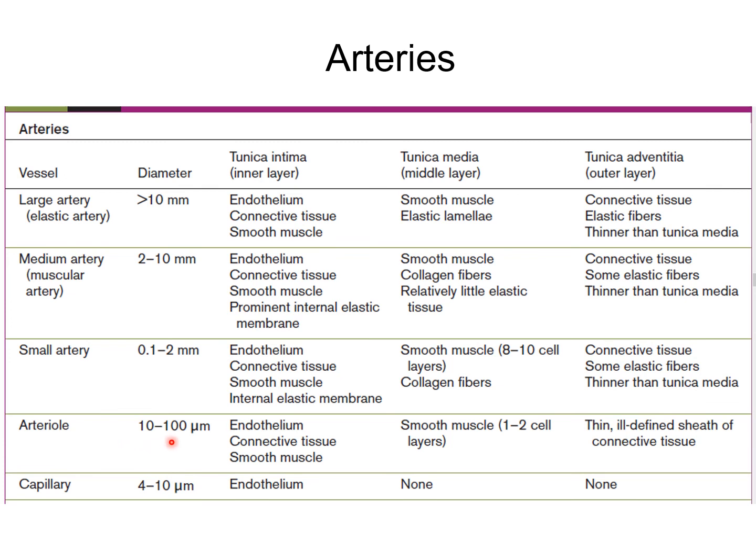Arteriole, 10 to 100 micrometer in diameter, has endothelium, connective tissue, and some amount of smooth muscle. The elastic lamina is absent, which is present in the small artery. See, in the arteriole, there are hardly one or two layers of smooth muscle, and the tunica adventitia is very ill-defined. There may or may not be some connective tissue.